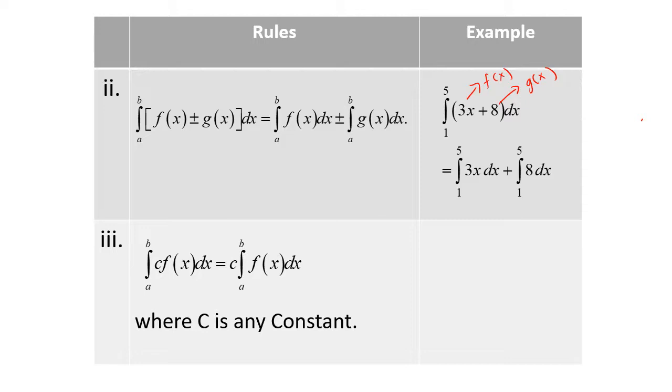Next, the third rule. When we integrate c f(x) dx, where c is any constant, from a to b, it will be equal to, we may factorize c outside the integral symbol, and the integration of f(x) from a to b. This is a simple example. When we integrate 3x squared dx from 2 to 8, we may factorize 3 and put it outside the symbol of integration, and then the function is x squared and the limit from 2 to 8.